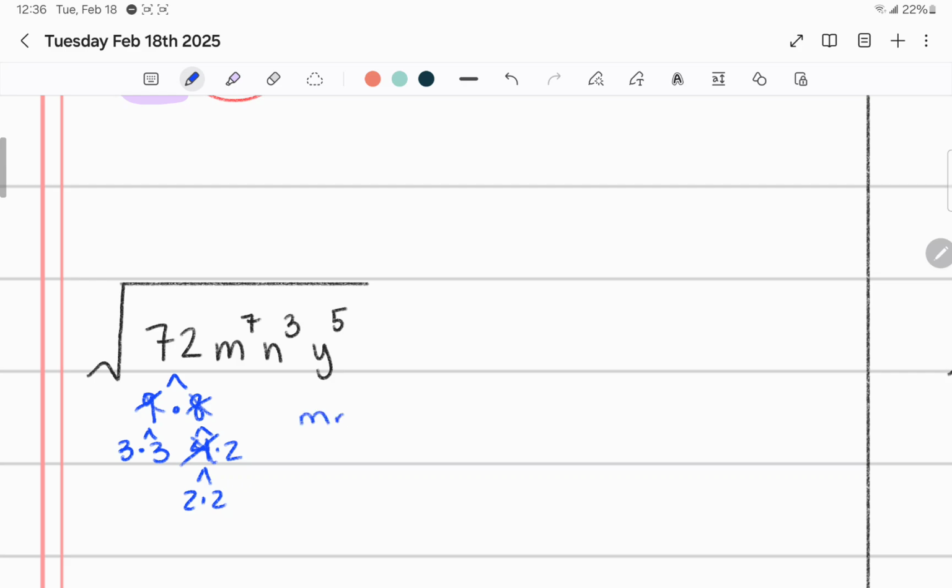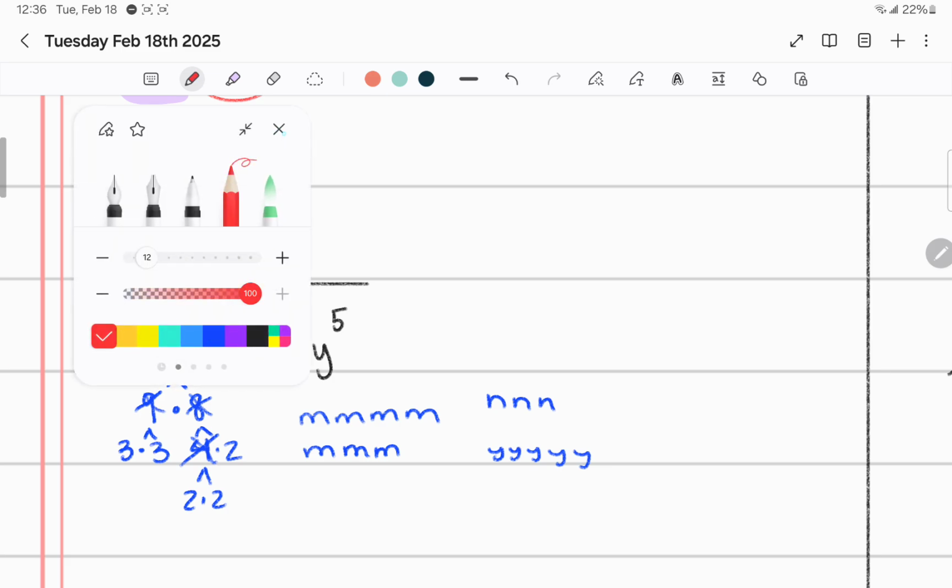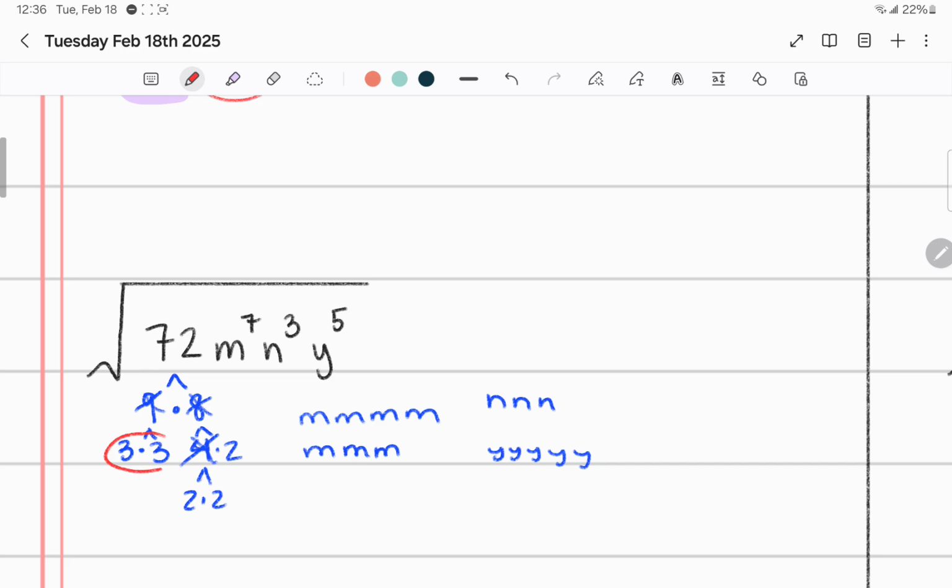And then we have 1, 2, 3, 4, 5, 6, 7. 1, 2, 3. 1, 2, 3, 4, 5. Okay, so now our groups. So I have 2 3s, 2 2s, and then we can do 2 M's, 2 M's, another 2 M's, 2 N's, 2 Y's, 2 Y's. So here we have a lot of groups.